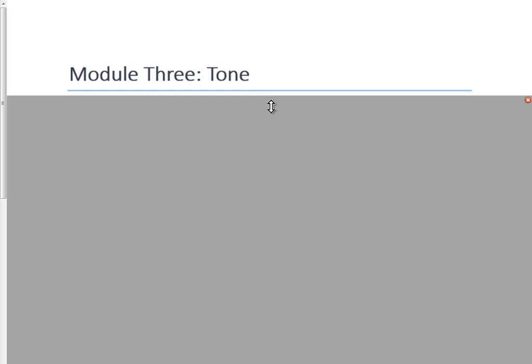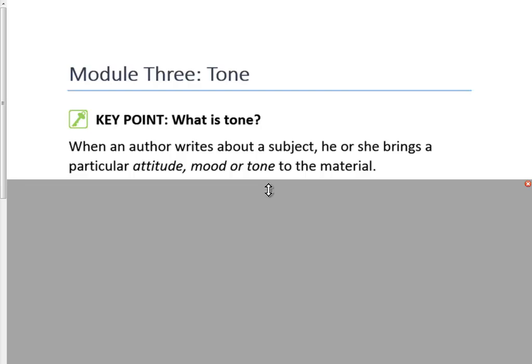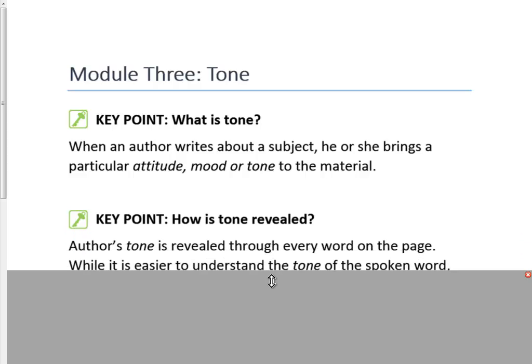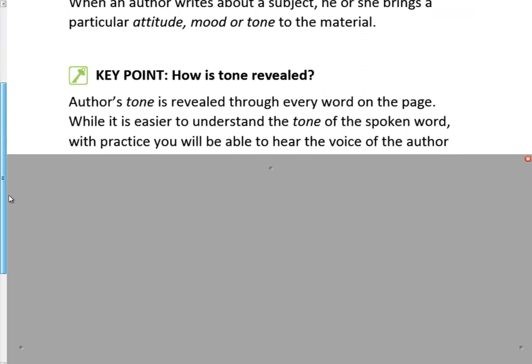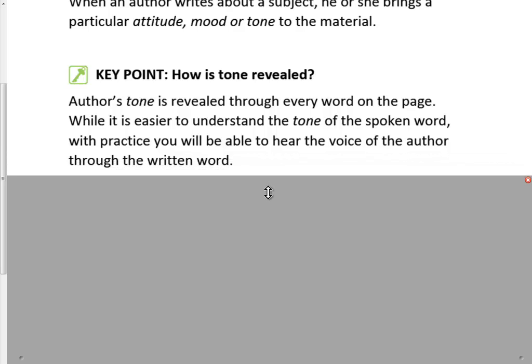Today's topic is all about tone. What exactly is tone? Well, when an author writes about a subject, he or she brings a particular attitude, mood, or tone to the material. How is tone revealed? Author's tone is revealed through every word on the page. And while it is easier to understand the tone of the spoken word, with practice, you will be able to hear the voice of the author through the written word.